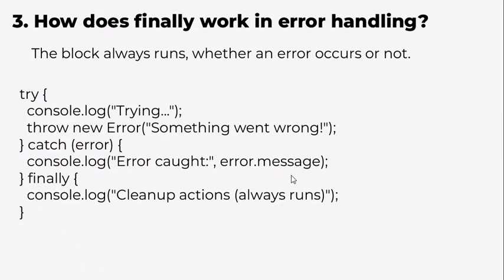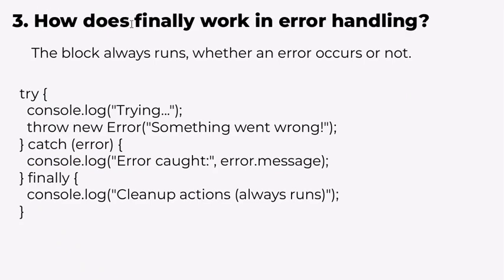Now we will move towards the third question. How does finally work in error handling? In the previous slides, at the initial start of the lecture, we discussed try catch finally error handling. Now we will see the use of the finally block. The block always runs whether an error occurs or not. If there is an error inside your program or not, it will run the finally statement.